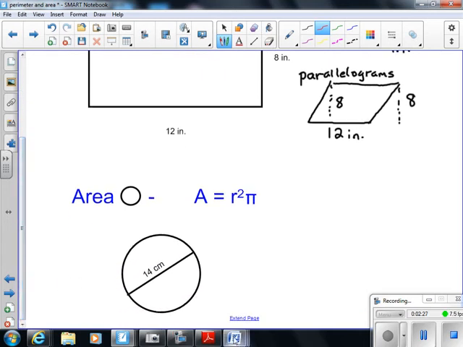The area of a circle, we take the radius squared times pi. Now in this example, do we know what the radius is? It's 7. We have to calculate it. It's half of the diameter. So we'll take 7 squared, and in most cases we're going to use 3.14 for your pi. And what do you come up with? 153 and 86 hundredths? And my label would be centimeters squared.